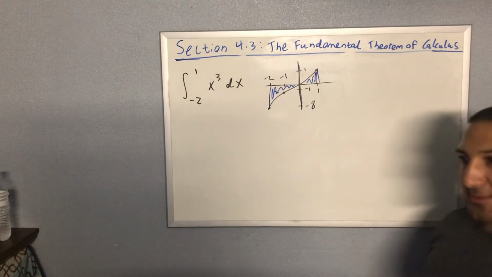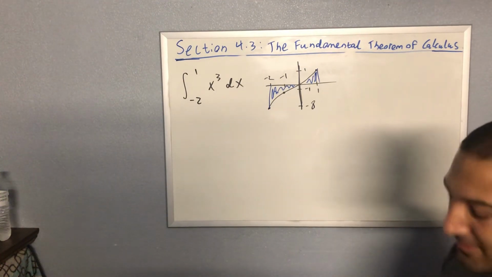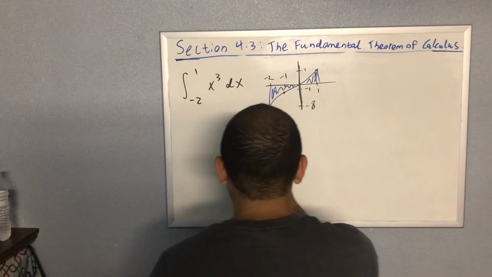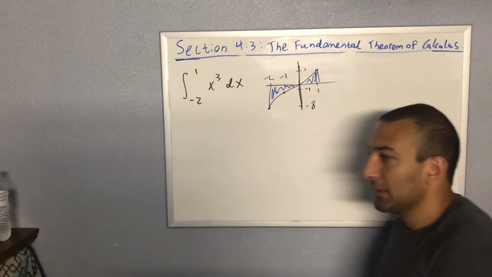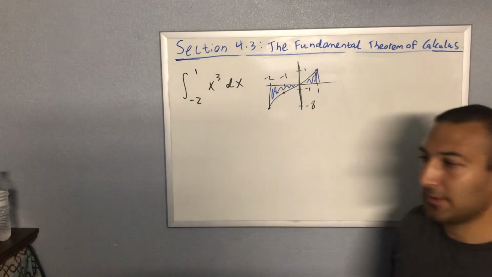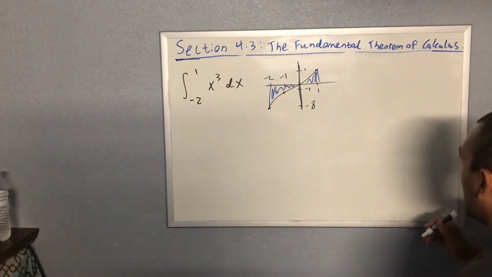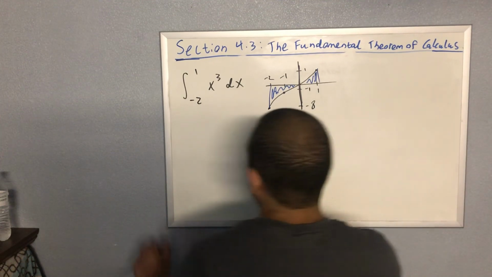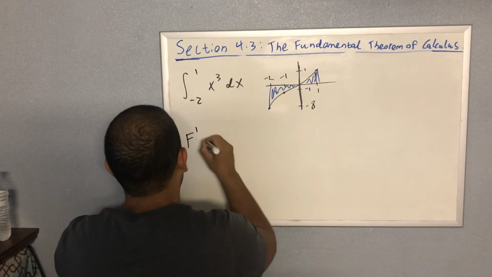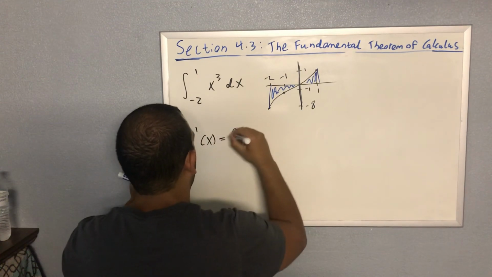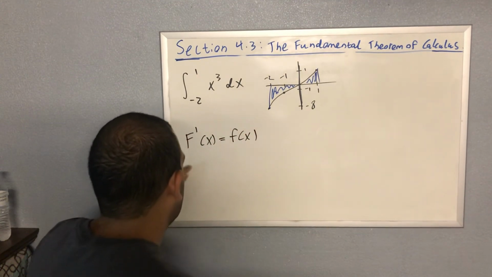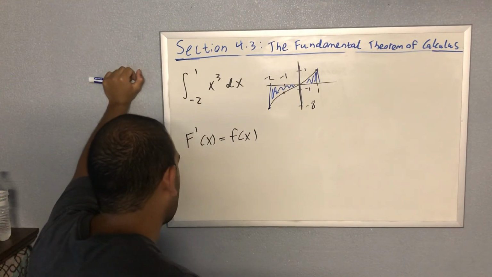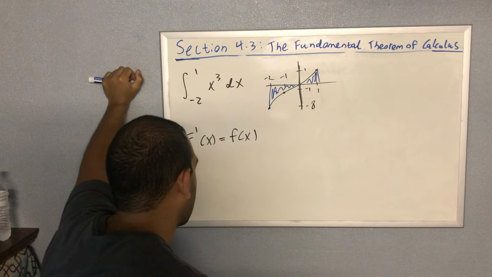Now normally we would have to use the Riemann sums or whatever, and it's a huge pain, but if you remember, now might be a good time to refresh on some of the antiderivative stuff. The antiderivative has this property, right? Capital F prime equals small f. So we want to come up with a function whose derivative will give us x cubed back.